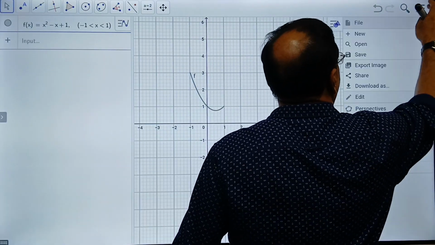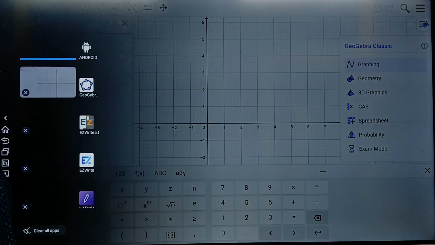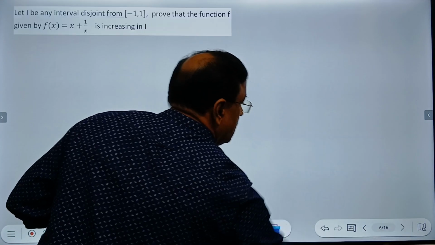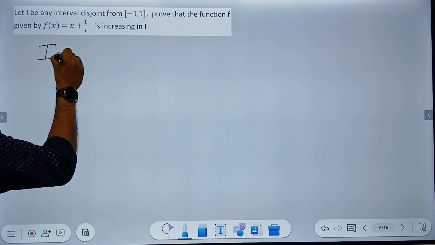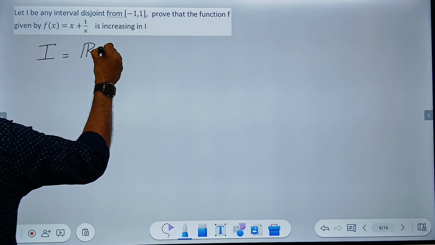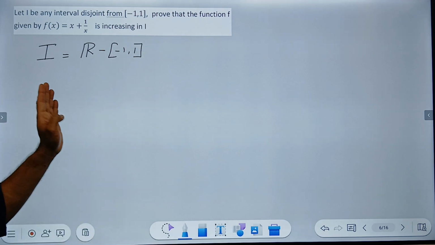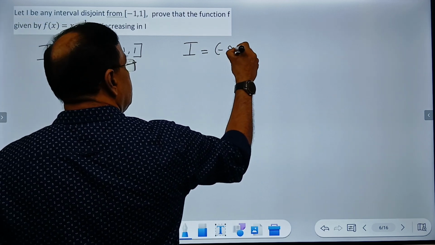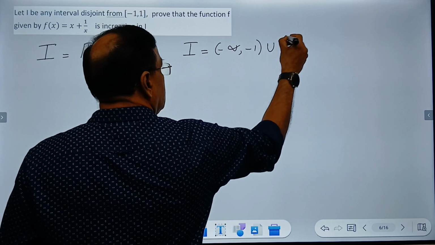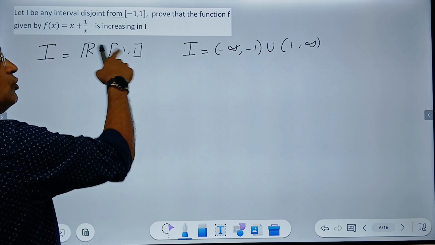Okay, let's go to the next problem. Now, I is an interval disjoint from minus 1 comma 1. That means minus 1 comma 1 is removed from it. From the entire real line, I am removing minus 1 comma 1. So what is effectively I? I is nothing but minus infinity comma minus 1 union 1 comma infinity. Remember, minus 1 and 1 are not included because they are there in the closed interval.